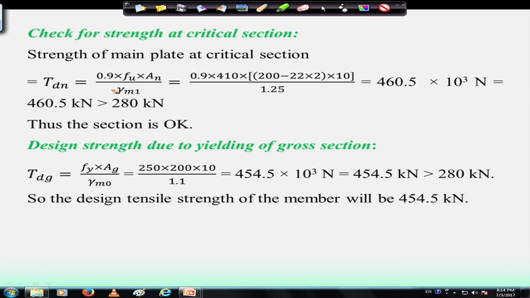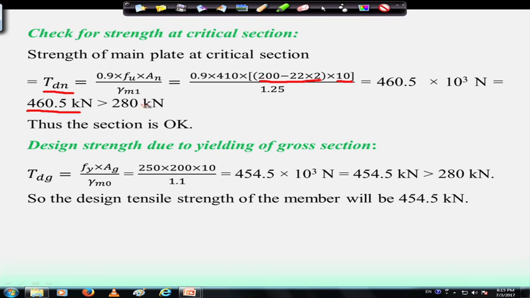Then we can go to next, that is strength of main plate at critical section. So, strength of main plate Tdn we can find out from this 0.9 into Fu An by gamma m1, and if we put those values we will get 460.5 kilonewton. Here it is important to remember that at each critical section the area will be 200 minus 22 into 2, because 2 bolts in each row we have provided, and thickness is 10 mm, thickness of the thinner plate.